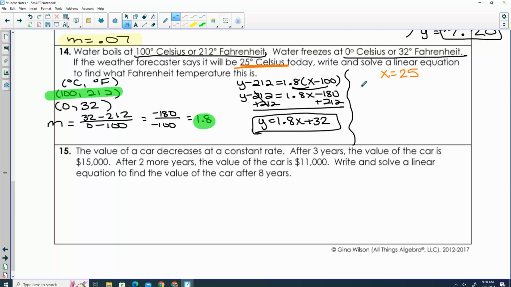Y equals 1.8 parentheses 25 plus 32. Perfect. All right, so now we work it out. 1.8 times 25 is 45 plus 32 gives us 77.